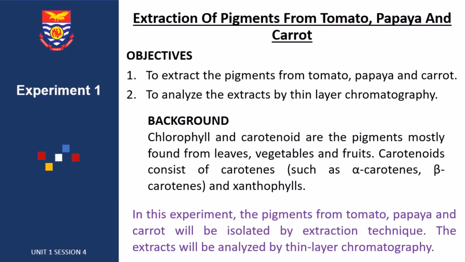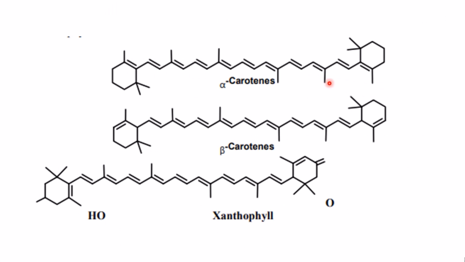So let's look at this practical example or experiment you did in the lab. Now you are going to extract pigments from tomato, papaya, and carrots, and then you are going to run TLC analysis on them to know the kind of extract you were able to remove from these plants. So we have beta carotene, alpha carotene. We also have xanthophyll. So these are all in tomato, papaya, and carrot.